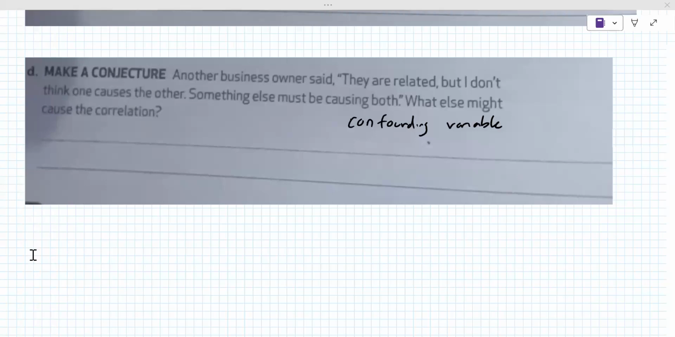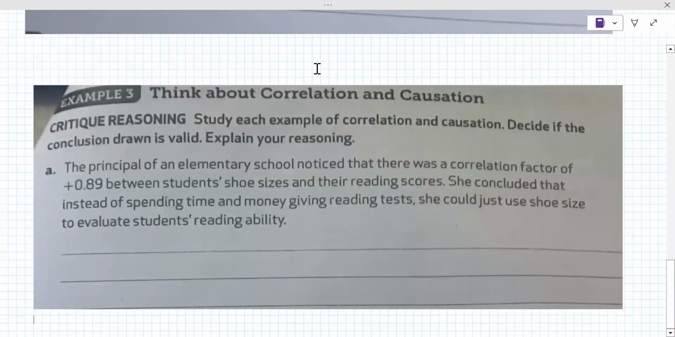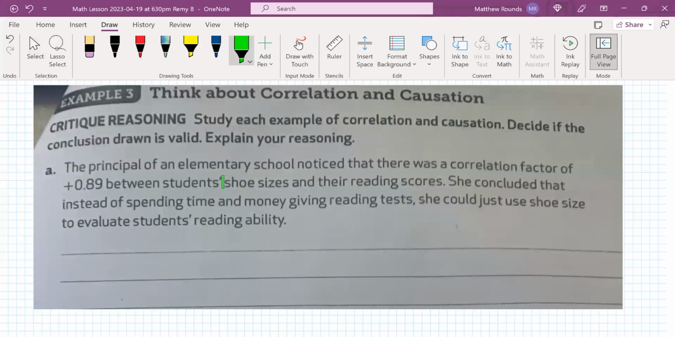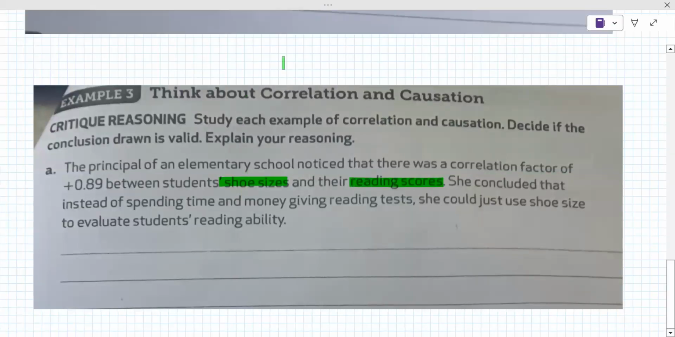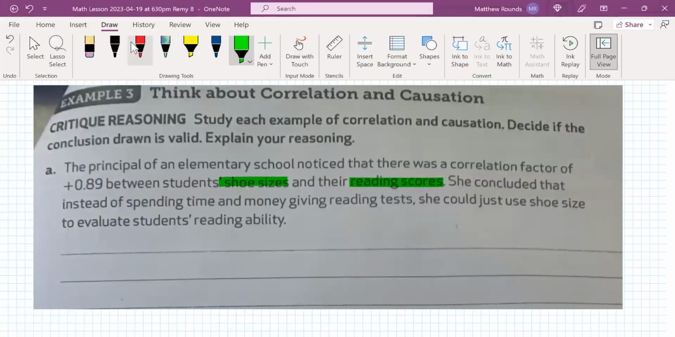This is actually a really good example of how correlation does not imply causation. So the situation here is the principal of an elementary school noticed that there was a correlation factor between students' shoe sizes and their reading scores. That's a bit of a stretch to think that your shoe size impacts your reading score. Would you suggest that that's kind of weird? Yeah. Okay. But the data might show that. Like, it might actually show that if you have a bigger shoe size, you have a better reading score. Okay. And you're like, well, why would that even matter?